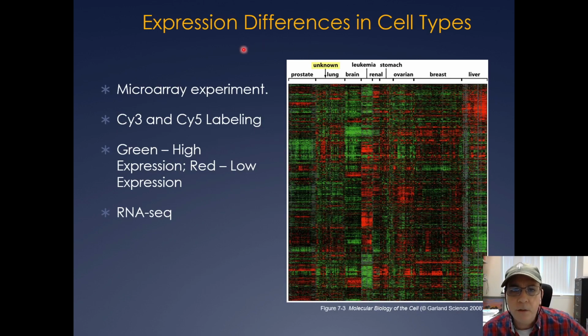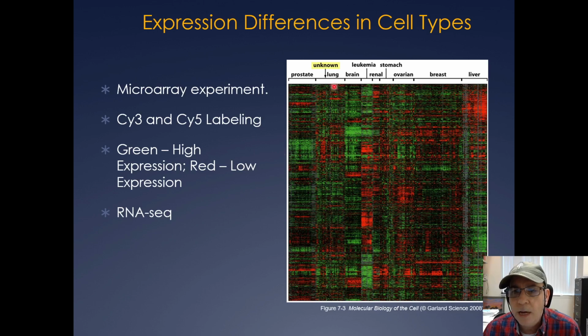Now, there's a number of different ways you can measure expression differences in a cell. A really common way that was used from the late 1990s to basically 2010 or so was an experiment called a microarray. Okay, and it works basically by hybridization. And so what you can do is isolate RNA from a cell. You can label the cells with different colors, Cy3 or Cy5.